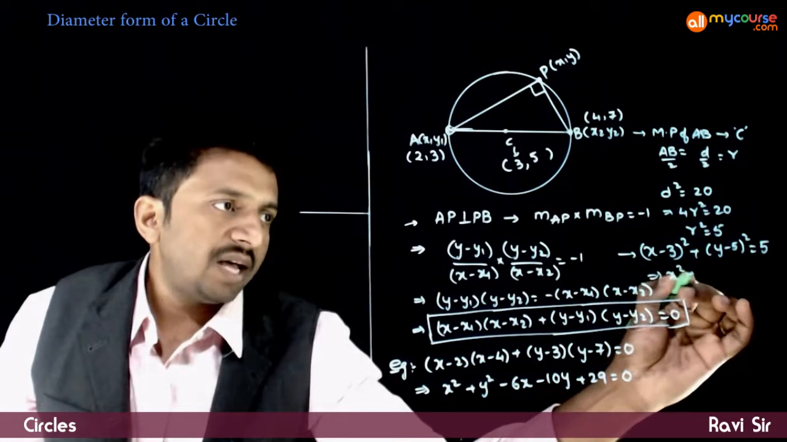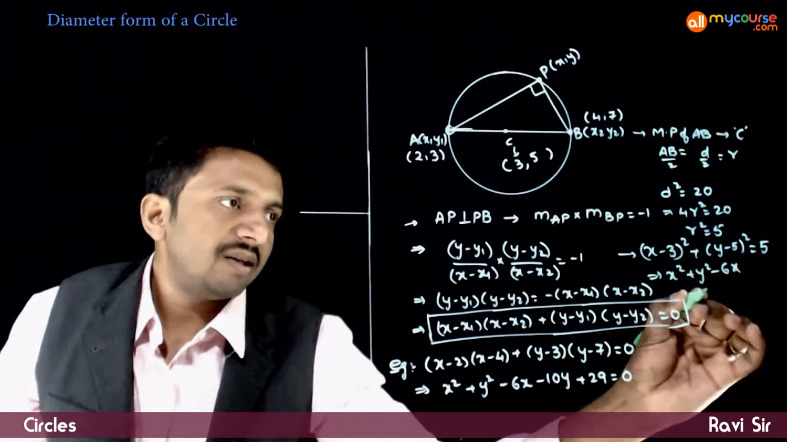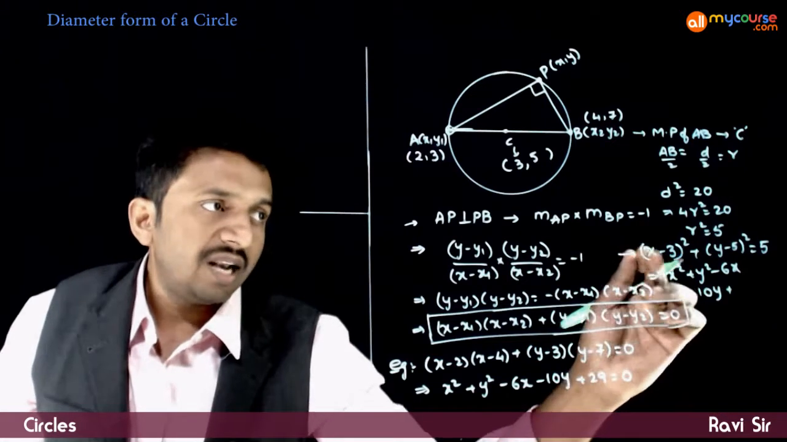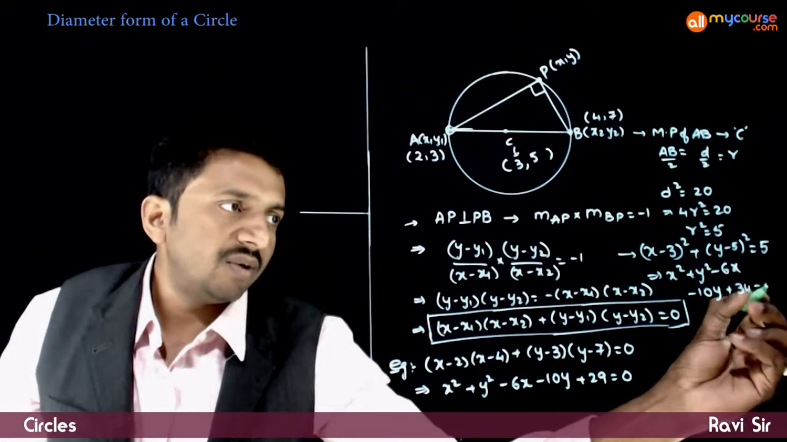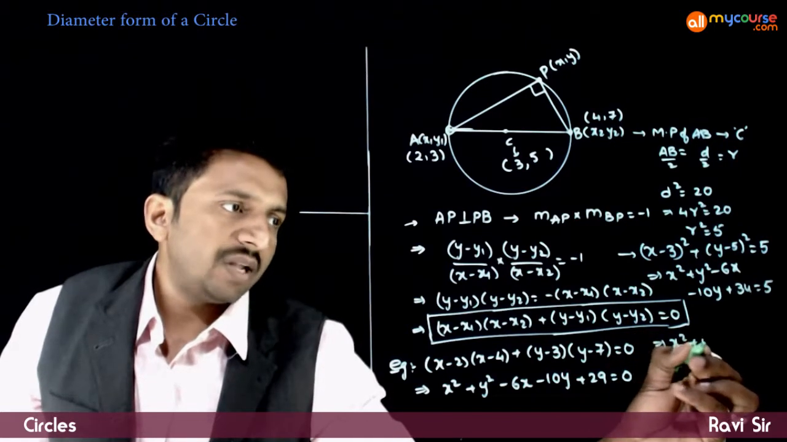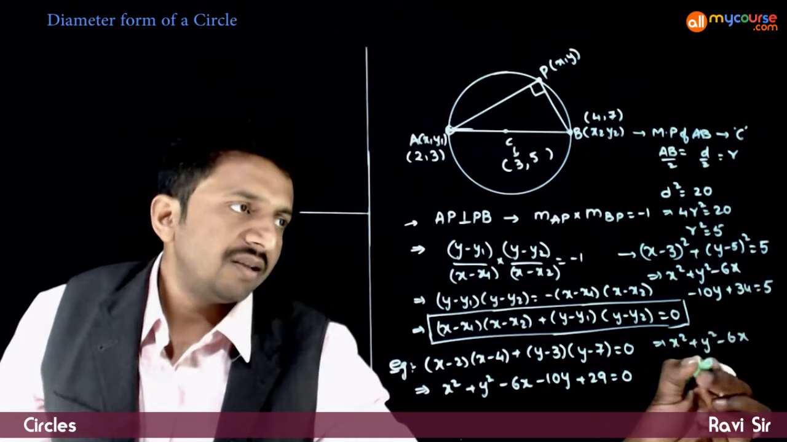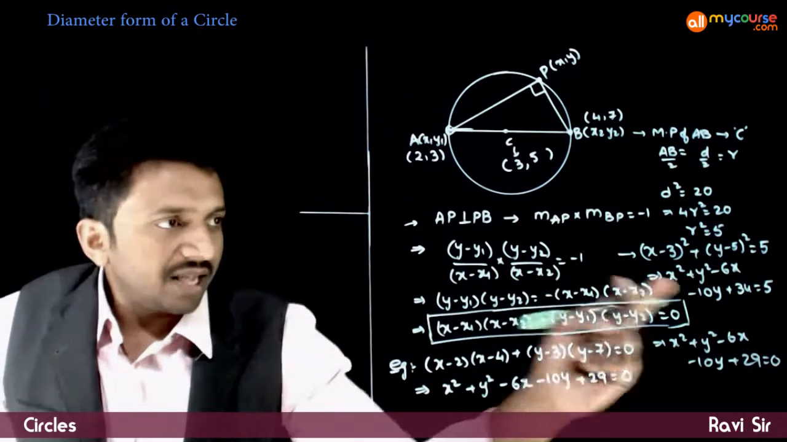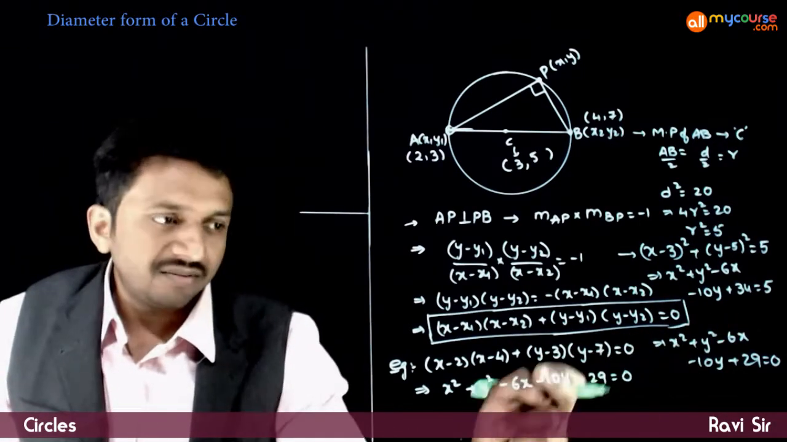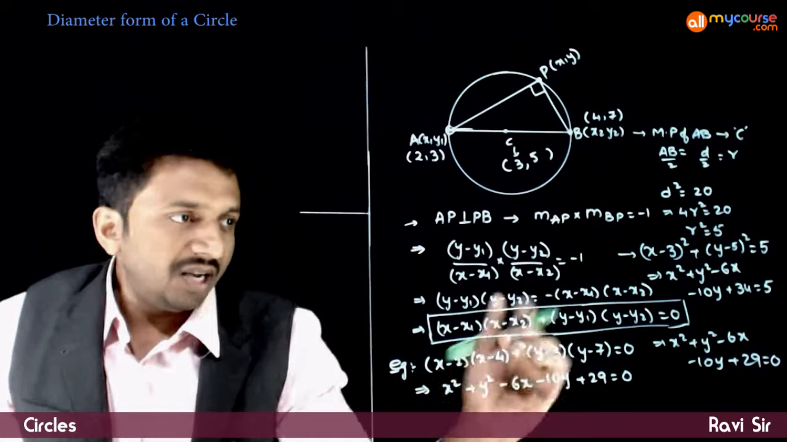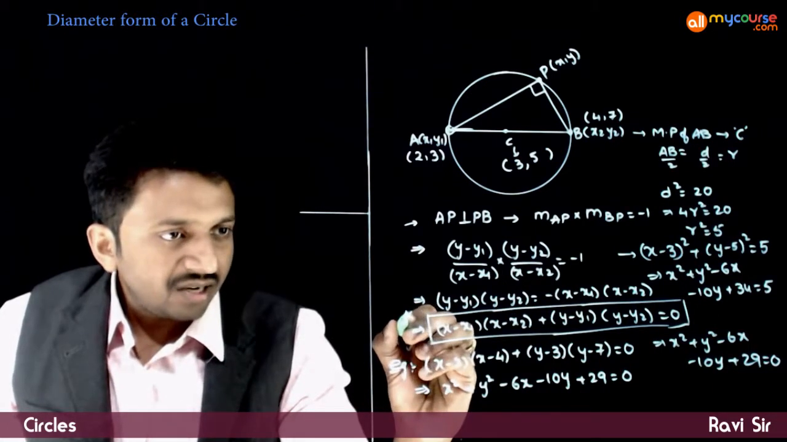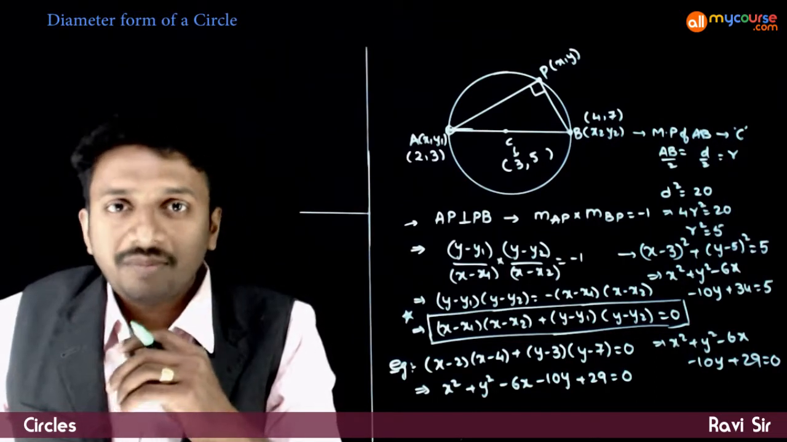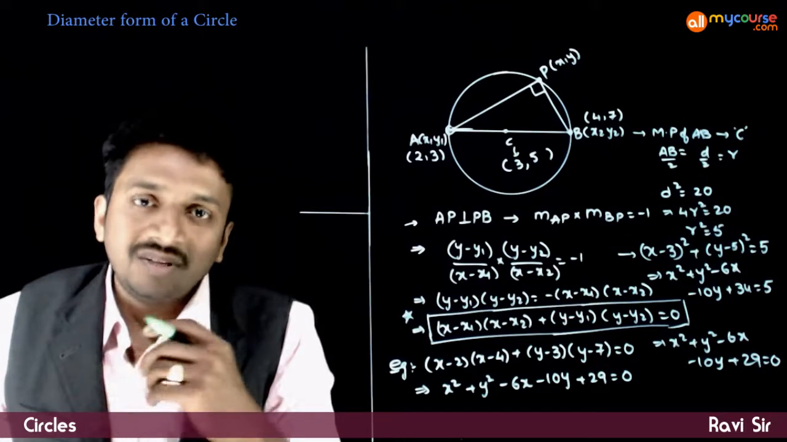This implies x square plus y square minus 6x minus 10y plus 9 plus 25, 9 plus 25 is 34, is equal to 5. X square plus y square minus 6x minus 10y plus 29 is equal to 0. Can you see that you got exactly the same answer? But this is easier, right? So you need to remember this diameter form of a circle. (x minus x1) times (x minus x2) plus (y minus y1) times (y minus y2) is equal to 0.